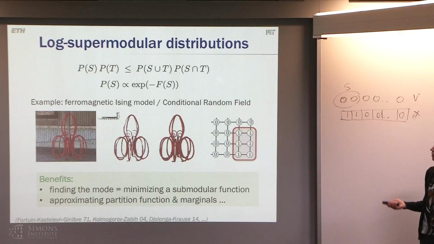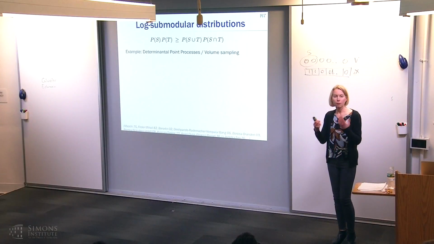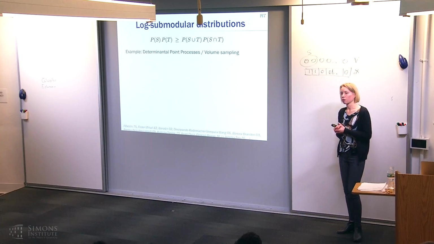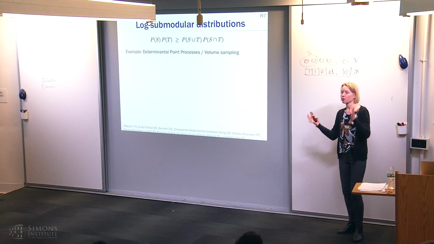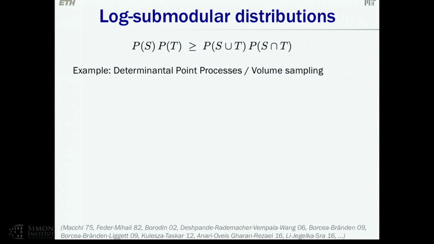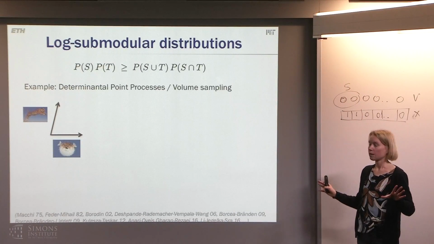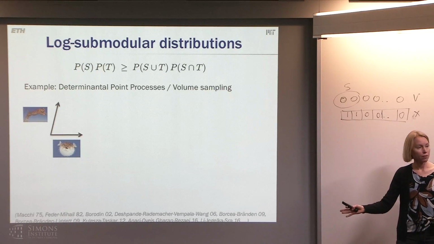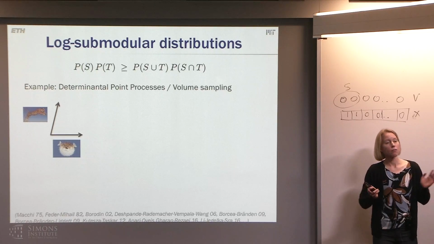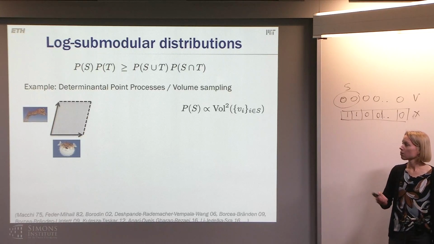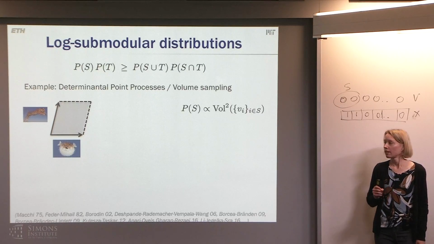Okay, so this was the log supermodular distribution. We can also have the opposite, which is the log submodular distribution. While the first one prefers sets that are together and induces positive correlations, these are more associated with negative correlations. A particular example are the so-called determinantal point processes, similar to volume sampling. The way this works is as follows. Let's say I have some data points, each represented as a feature vector, let's say these two images, and the probability of these two occurring together is proportional to the volume spanned by these feature vectors. In fact, the square of the volume.